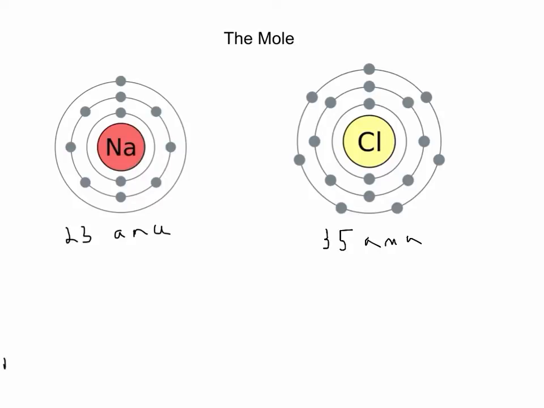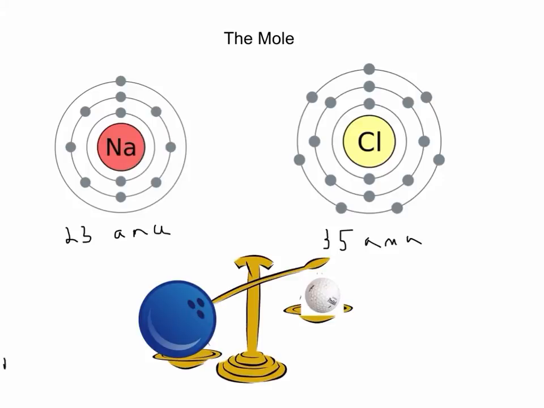So if I had 10 grams of sodium and 10 grams of chlorine, I may not have the same number of atoms because each atom weighs a different amount. Think of it this way. If I had a bowling ball and a golf ball, I can't compare how many I have by mass because the bowling ball weighs much, much more than the golf ball. So even though I have one bowling ball and one golf ball, their masses are going to be very different.